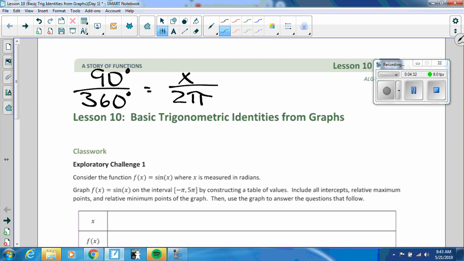90 divided by 360 is 1/4, right? And then multiply both sides by 2 pi. 1/4 times 2 pi gives me pi over 2, right? The advantage of this is when I change from radians back into degrees, I can use the same formula. I just change this guy moves over here and my x moves over here. Okay? But let's graph sine.